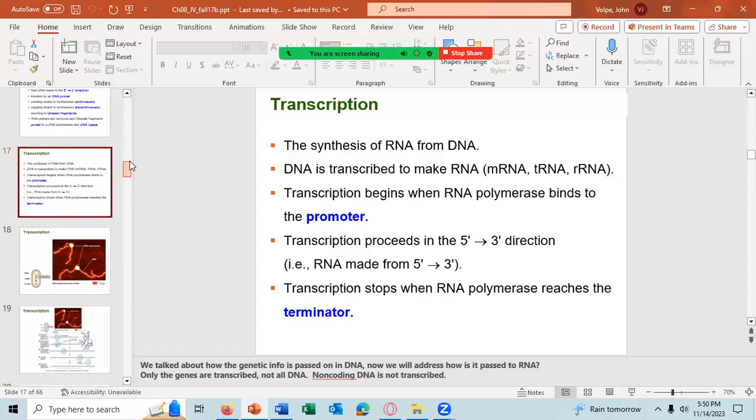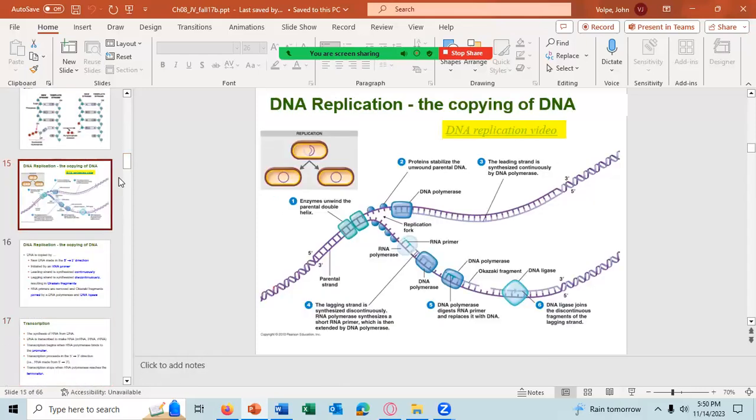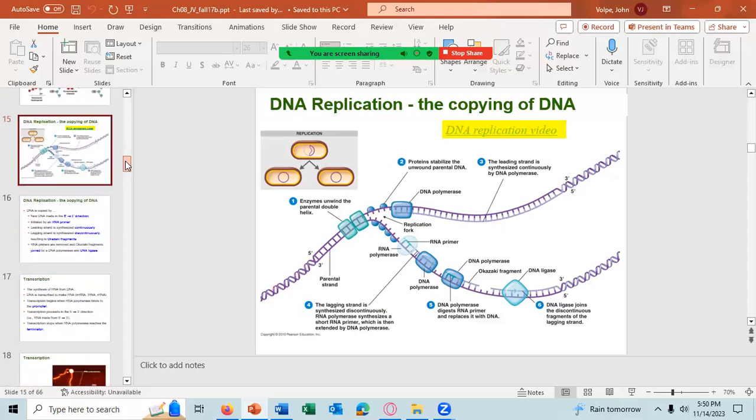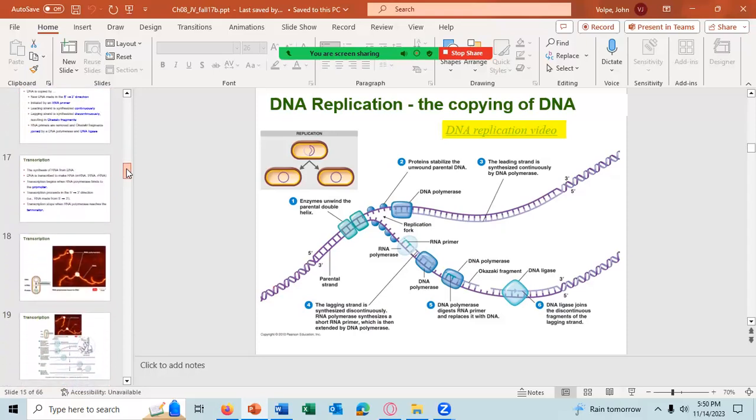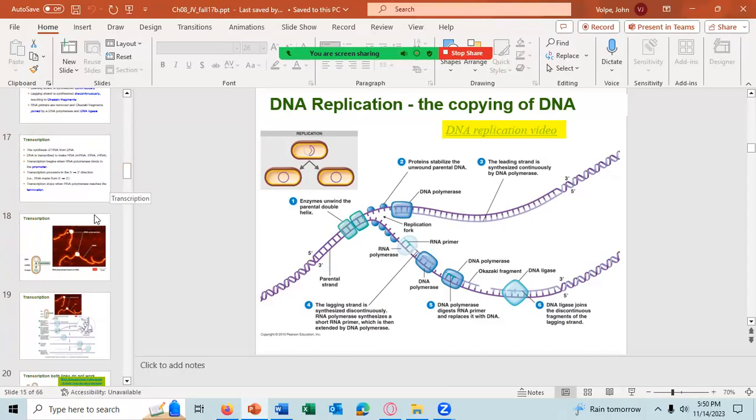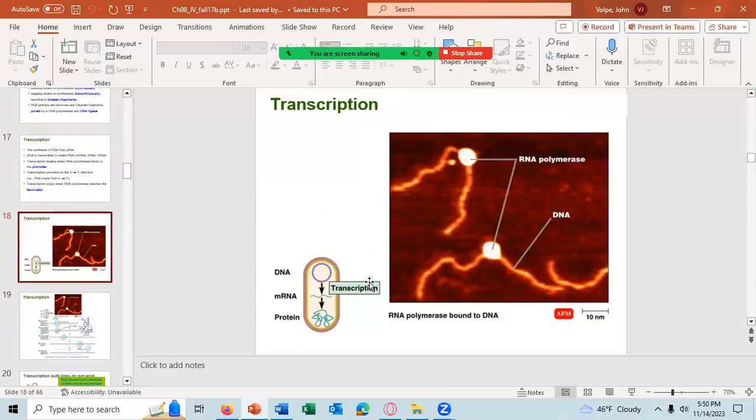I will mention that all of the DNA is replicated, but only some of the DNA is transcribed. When you have a DNA molecule, RNA polymerase will bind to the DNA at the promoter. So this region of the DNA, assuming this is the start of RNA transcription, would be the promoter where the RNA polymerase binds to the DNA.